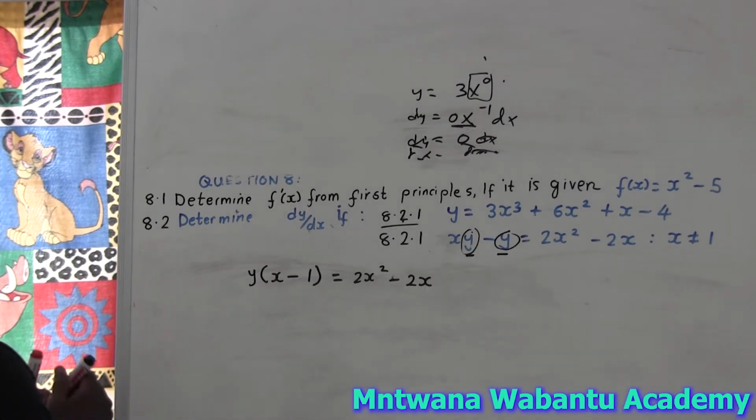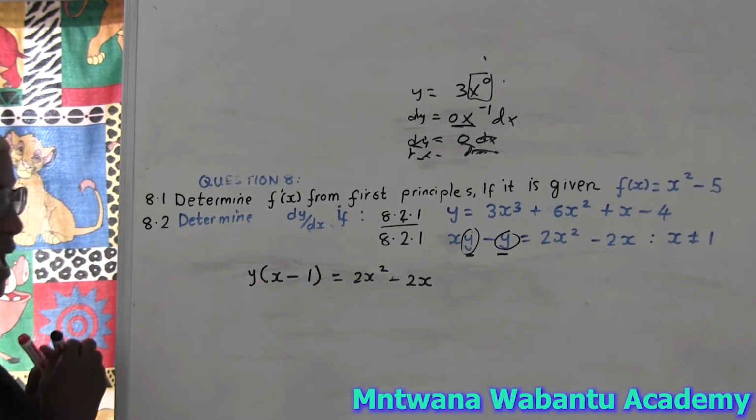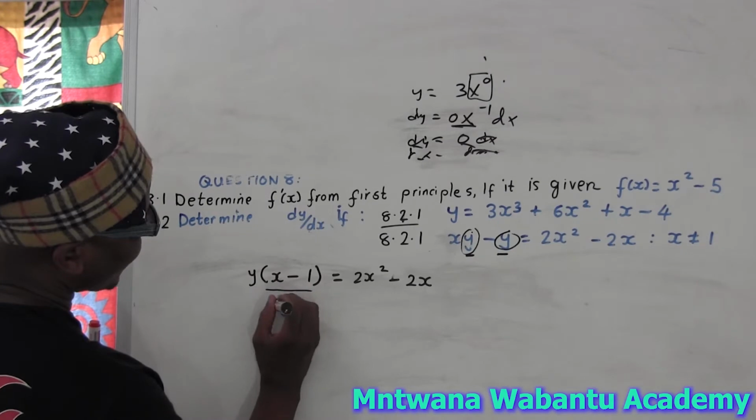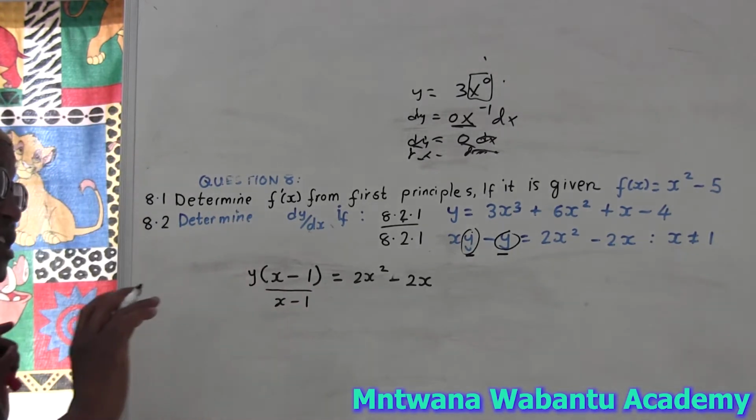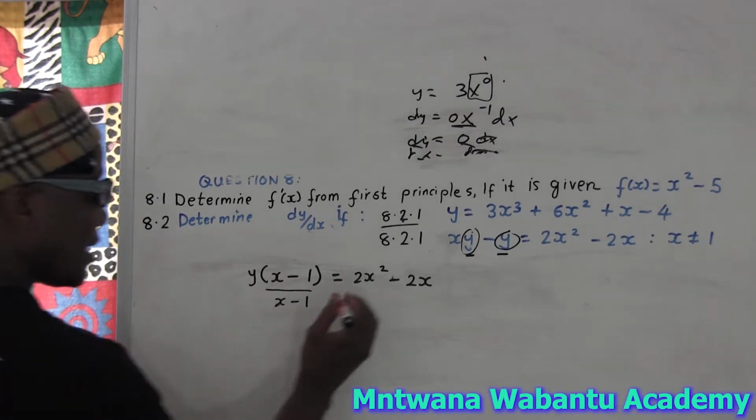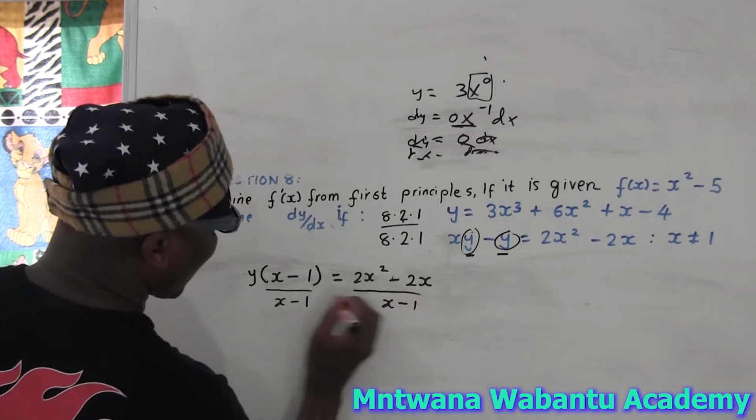Now we go. So now I just need y to be alone all the time. So I'm going to divide by x minus 1. I haven't started yet to differentiate. I'm trying to simplify here. Divide by x minus 1. So this and this go.